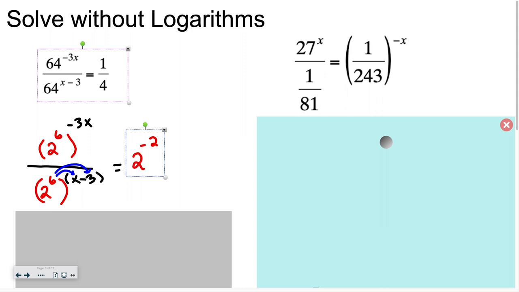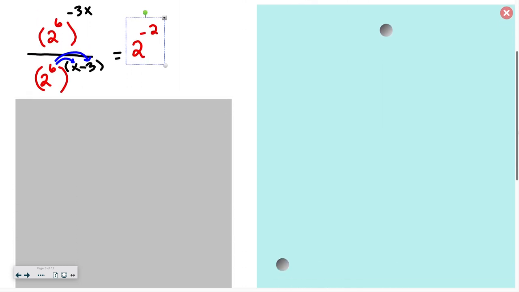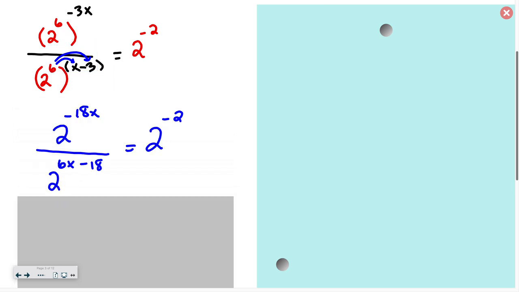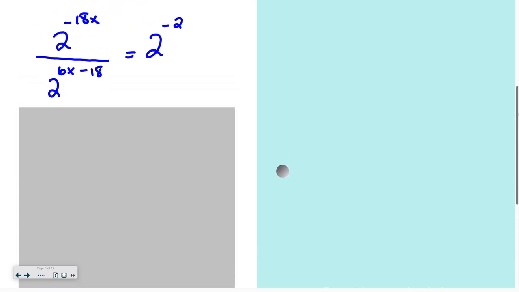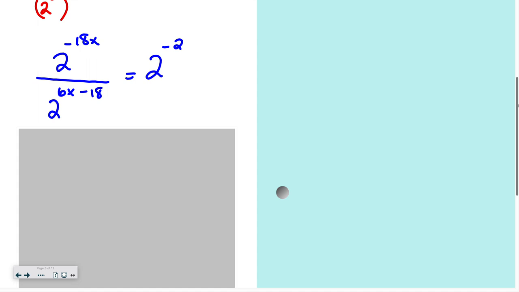So we have a power to a power. First you want to make sure you can just get a base to an exponent, a base to an exponent, a base to an exponent, and then we'll work on condensing. So with that power to a power property, I'm going to multiply 6 and -3. I'm going to multiply 6 and x minus 3. Don't forget to distribute to both terms there. And then when I do that, I'm sitting here now: 2 to the negative 18th x divided by 2 to the 6x minus 18 equals 2 to the negative 2nd.